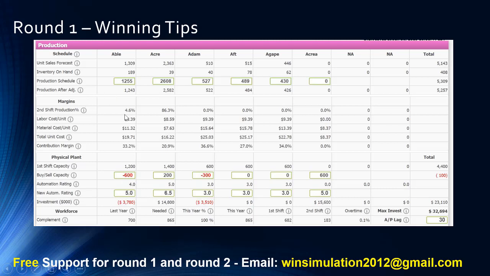Number one, you can see the usage of factories. Sometimes we need to use a second shift. 150% of the capacity is the most effective. So sometimes if we have less, we can add more capacity. If we have more, we can sell. If we have higher usage of the factory, we need to add more capacity. If we have low usage or low efficiency of capacity, we can sell the surplus capacity.